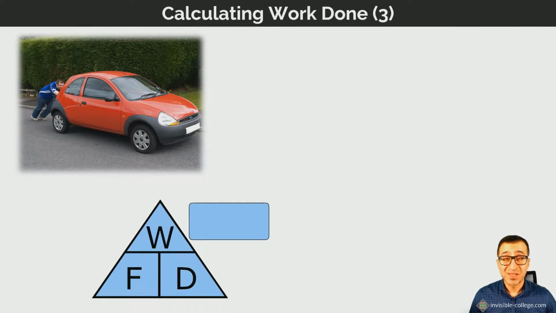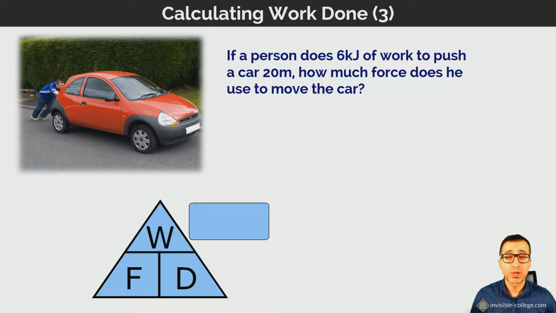So, if a person does 6 kilojoules of work to push a car by a distance of 20 meters, how much force does this person use to move the car? So again, I'm going to pause here and let you guys have a go at this. Again, it's a fairly straightforward example, but we'll build up to some more complex examples in a little while here. Okay, again, some pretty quick responses here. Just going to let a few more people chime in.